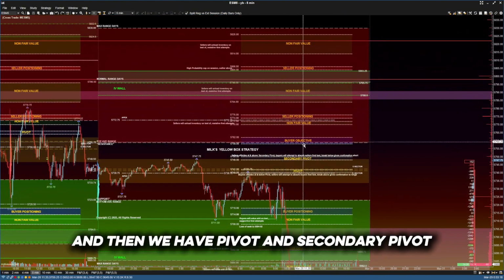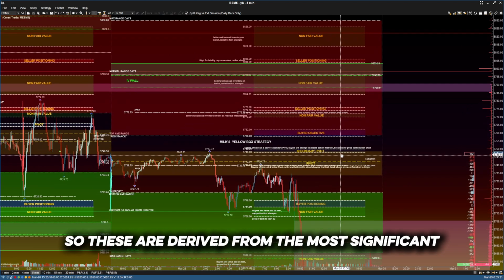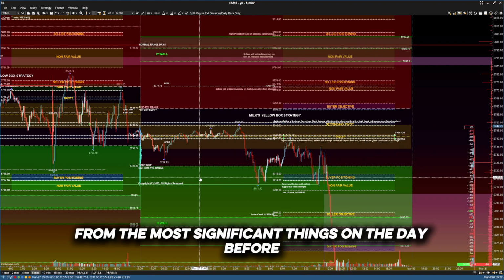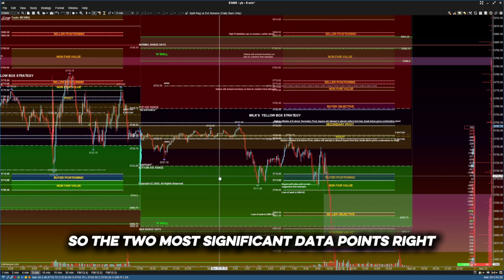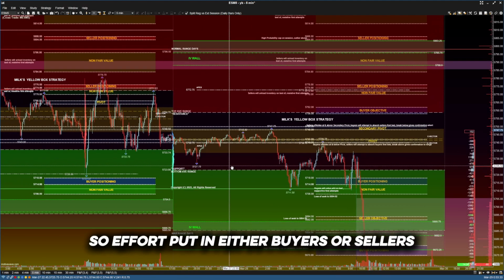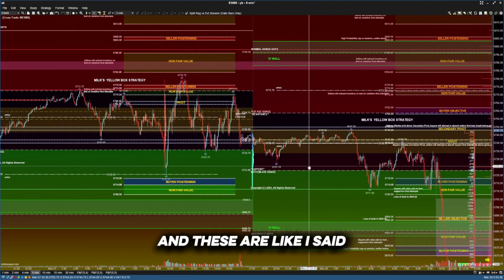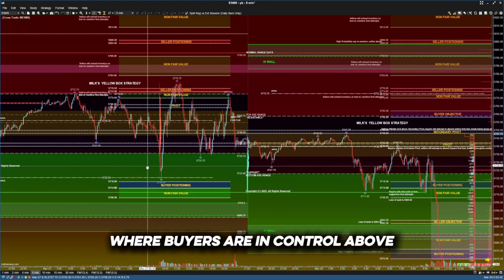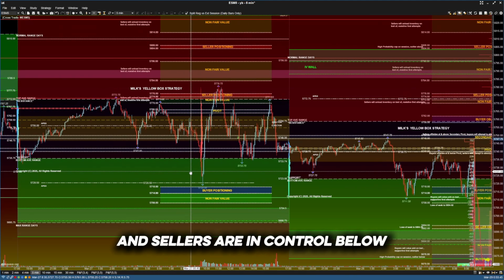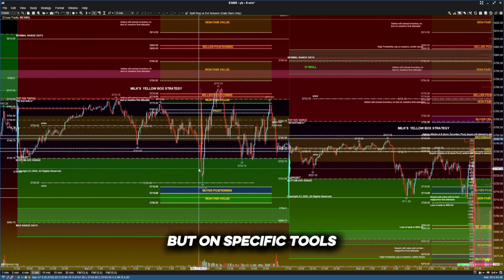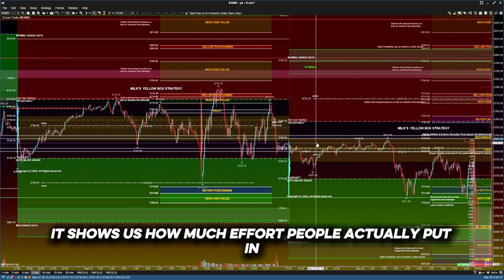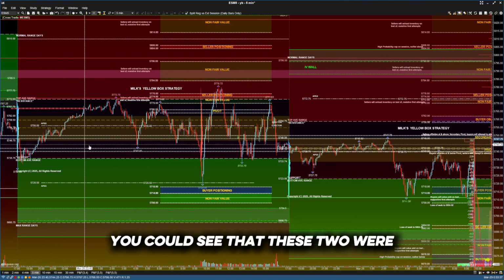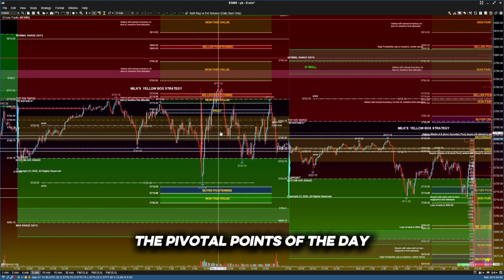And then we have pivot and secondary pivot. So these are derived usually from the most significant things on the day before. So the two most significant data points, right? So effort put in, either buyers or sellers. And these are, like I said, sort of like the line in the sand, the neutral point between buyers and sellers, where buyers are in control above and sellers are in control below. So you can't see this on candlesticks, but on specific tools, it shows us how much effort people actually put in different ranges. And just pressing extend on the previous day, you could see that these two were the pivotal points of the day.